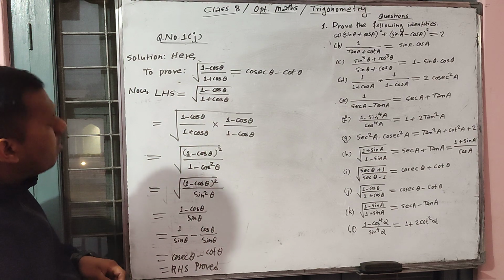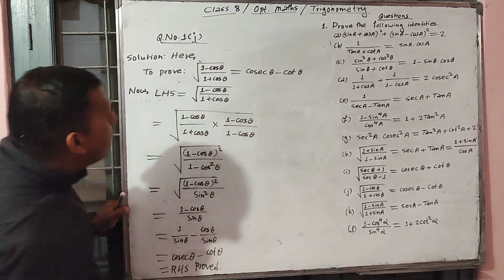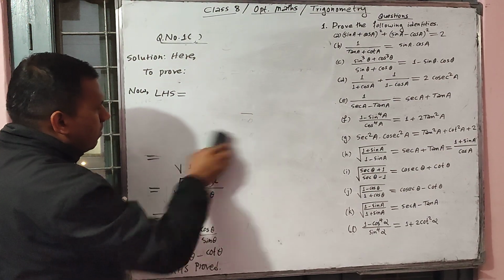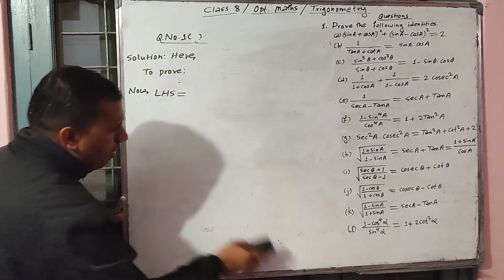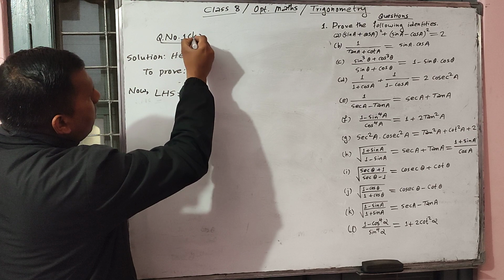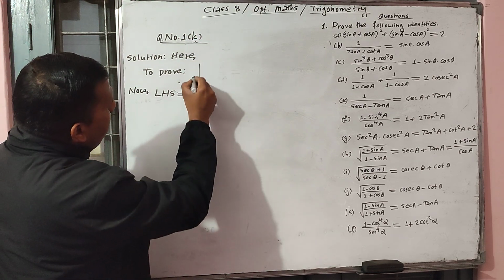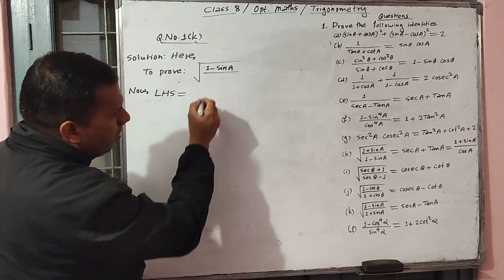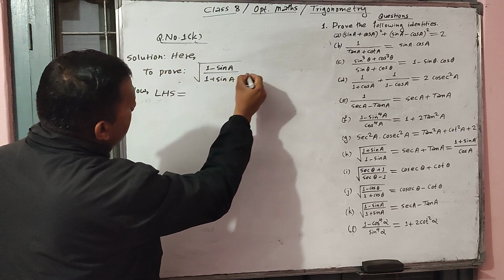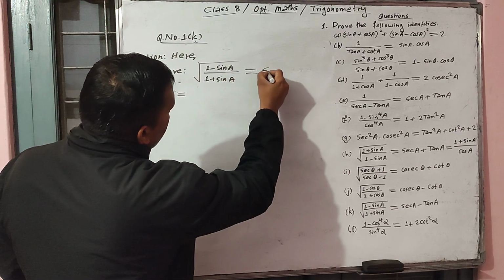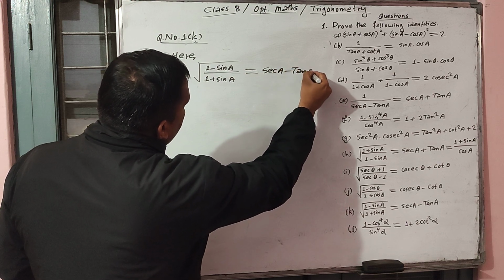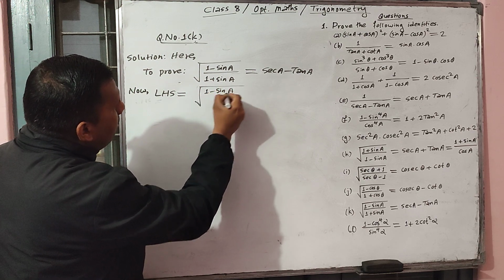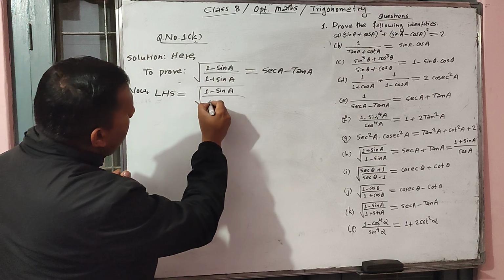Okay students, now we go to the next question, question number K. Now look at question number K. Here we have to prove that the square root of (1 minus sin A) upon (1 plus sin A) is equal to sec A minus tan A. Now LHS is the square root of (1 minus sin A) upon (1 plus sin A).